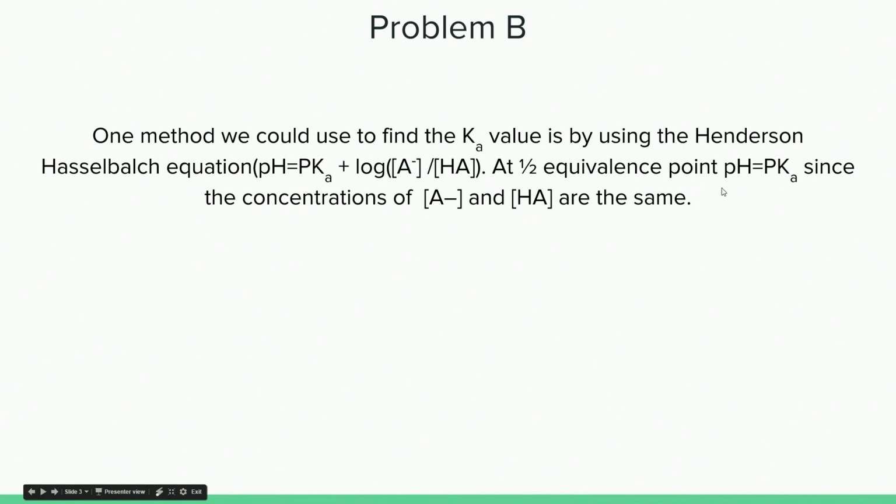And at half equivalence point, pH is equal to pKa, since the concentrations of A minus and HA are the same. And if A minus and HA are the same number and you divide them, you'll get 1. And the log of 1 is 0, so really the equation will be just pH is equal to pKa.